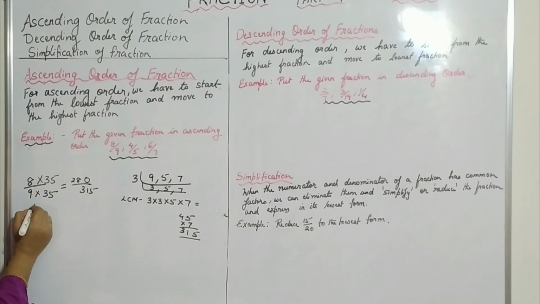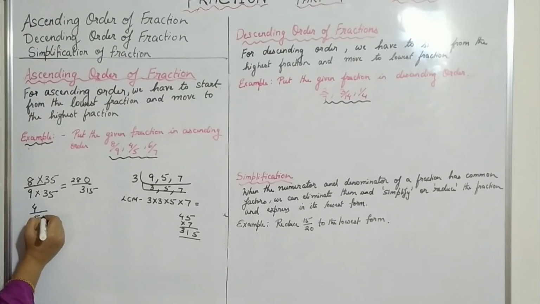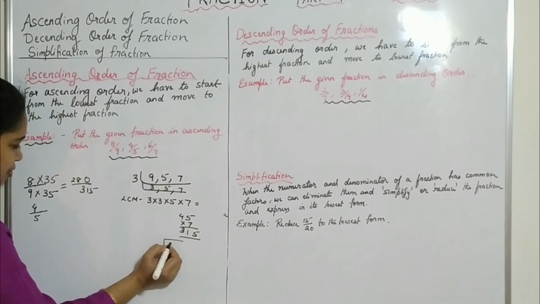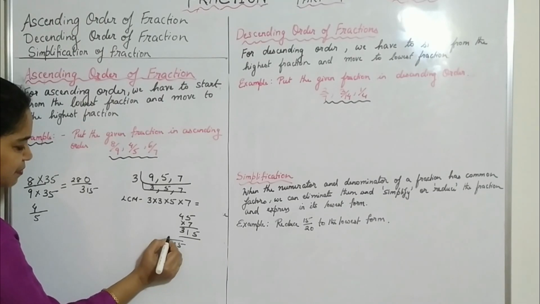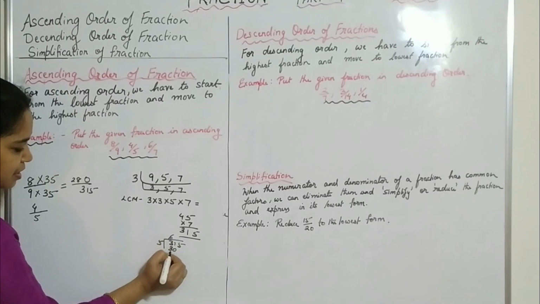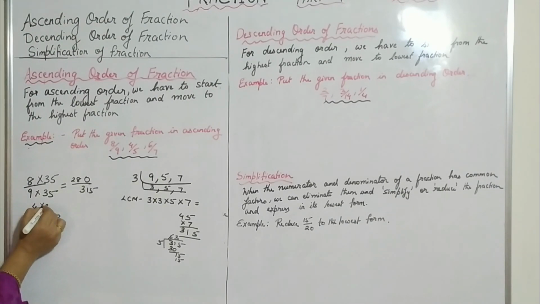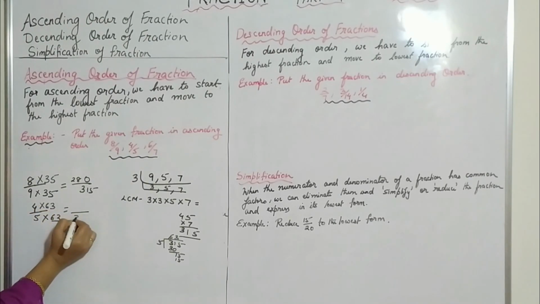The next number is 4 by 5, which should be converted to a denominator of 315. So you have to check how much it is to 315. 315 divided by 5 is 63. The denominator is multiplied by 63, and the numerator should also be multiplied by 63. So 4 threes are 12 and 6 fours are 24, 252.